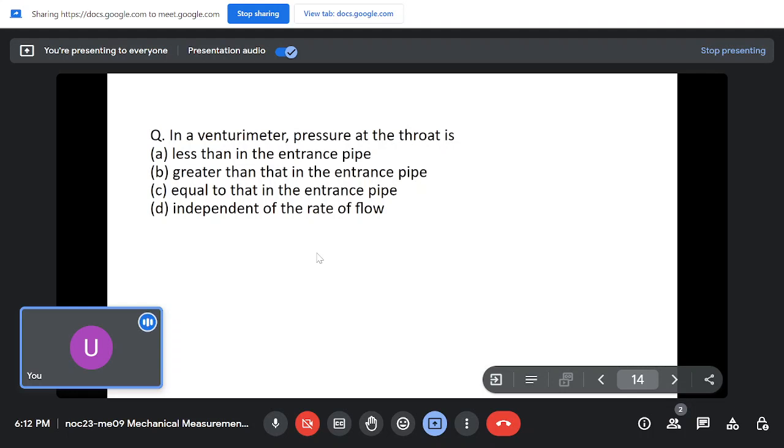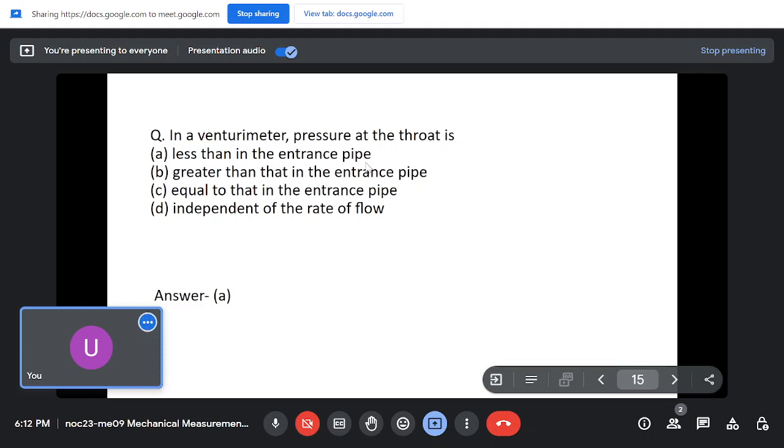So a venturi meter, as I already mentioned, is one where you have a pipe. If you assume the pipe is of diameter D, it will reduce from that diameter to a small throat diameter, which is less than the diameter of the pipe, and then it will start increasing again. So when flow occurs, you measure the pressure difference between the entrance and the throat section, and you can estimate the flow rate. They asked what will be the pressure at the throat. So the pressure at the throat will be option A, less than the entrance pipe pressure.